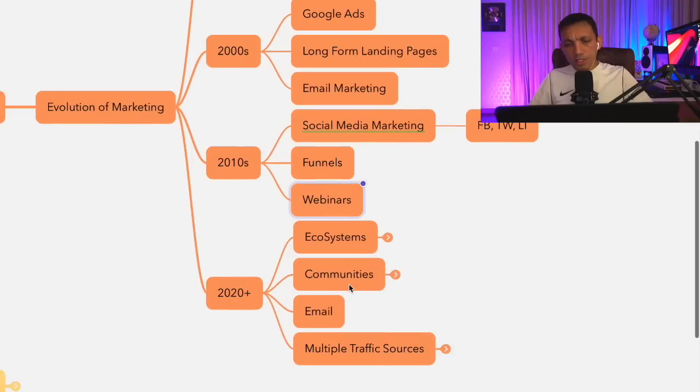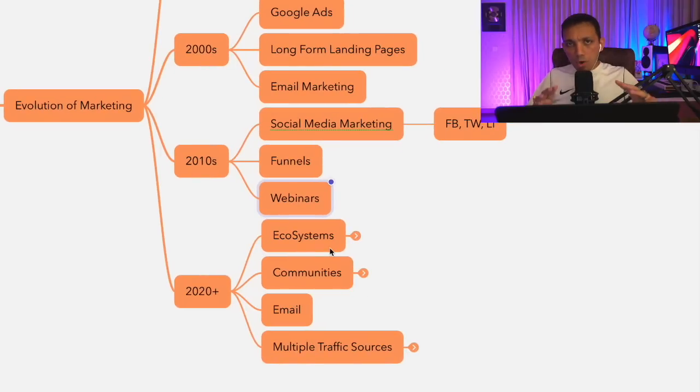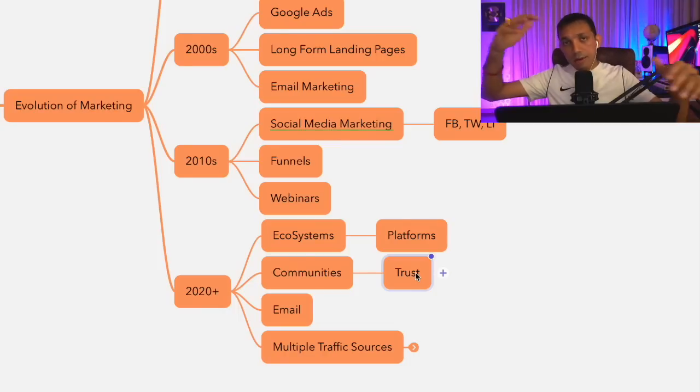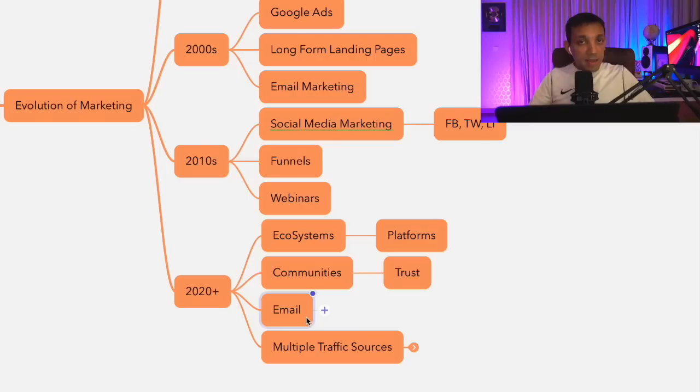And then 2020 onwards, what I'm seeing is things are going to be moving more towards ecosystems. As 5G connectivity gets more steam, I'm going to see more and more people build their own platforms. Like I have my own platform called Internet Lifestyle Hub, where I'm building communities where people trust me, and I'm creating my own small little island on the internet, and I'm leveraging all the bigger islands or the bigger continents like Facebook and Instagram and YouTube. These are big continents on the internet. I'm leveraging their platforms to eventually bring people into my own oasis and my own digital island, where email is still going to be an important factor for communication, and I also have multiple traffic sources.